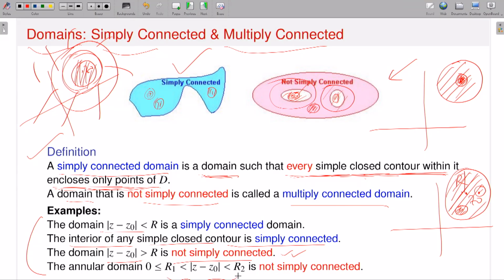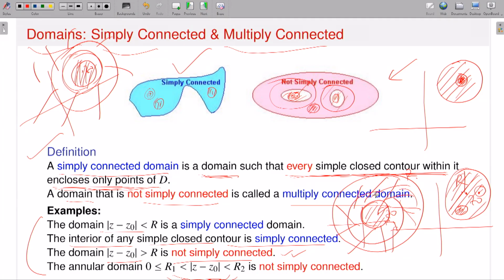Similarly, if I have an annular region, that is also not simply connected. This is an annular region, so you will have this kind of domain. Suppose this is my z0, and suppose this is R1, and this is R2. So the domain is R1 less than |z − z0| less than R2. It is a part of the complex plane, called an annulus, but this portion is not a part of the domain. So this is multiply connected, because there is a hole.